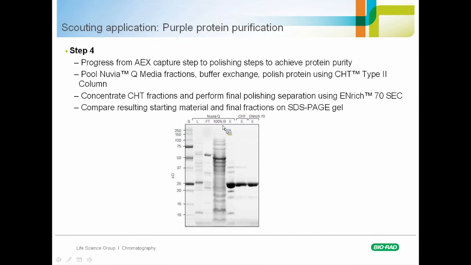And then we see two additional columns that we used, the mixed mode CHT column to clean up the sample, and then the final size exclusion column here. So we see a nice 4-step purification that was easily optimized within a single day, just using the features within the system and the software.